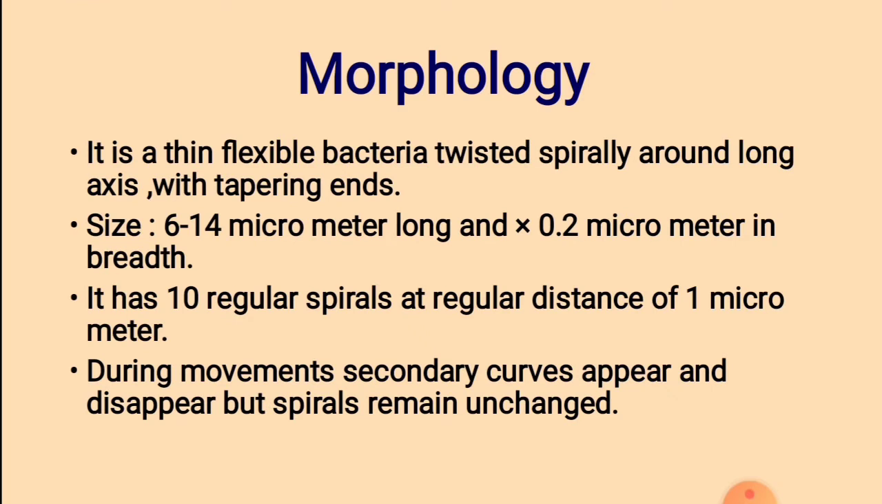Morphology. Treponema pallidum is a thin, flexible bacteria twisted spirally around a long axis with tapering ends. Tapering means narrowing and small narrow ends. Size is 6 to 14 micrometer length and 0.2 micrometer in breadth. It has 10 regular spirals at a regular distance of 1 micrometer. During movements, secondary curves appear and disappear, but spirals remain unchanged.